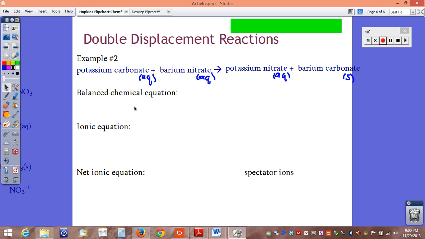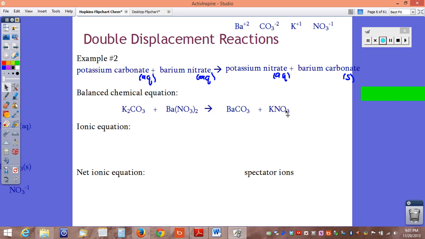For writing down the balanced chemical equation, I'm just going to bring down these names, but I'm going to write them in formula notation. So I need to remind myself, what is potassium, what is nitrate, what is barium, what is carbonate? And I have them written above from the periodic table. When I put them together, in the case of potassium carbonate, I need to cross down the charges, because a +1 and a -2 do not balance each other. I will do the same thing for barium nitrate, because a +2 and a -1 do not cancel each other out.